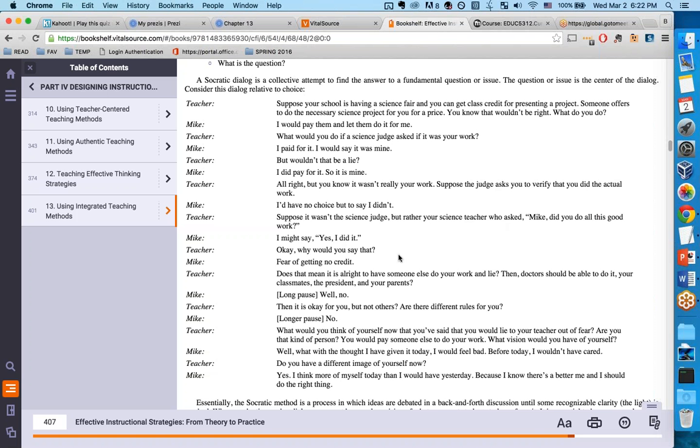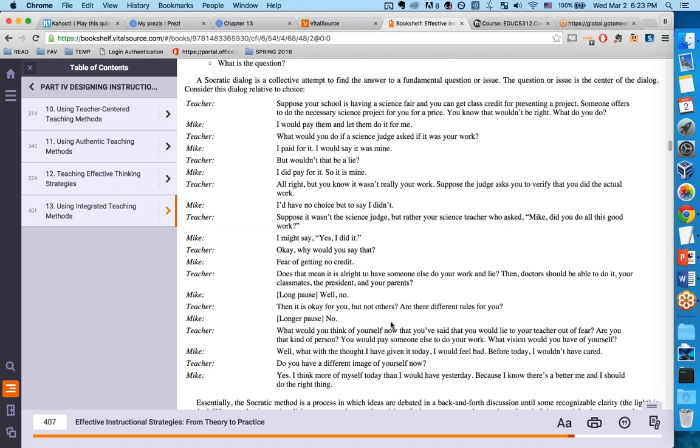Okay, why would you say that? Fear of getting no credit. Does that mean it is all right to have someone else do your work and lie? Then doctors should be able to do it, your classmates, the president, and your parents? Well, then suddenly the student starts thinking, and there's a pause. He says no, he understands what he's doing wrong. Then it is okay for you, but not for others? Are there different rules for you?